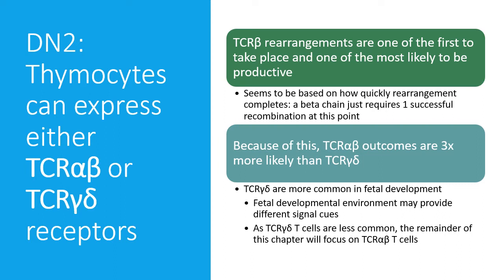So again, if you successfully rearrange a gamma delta T cell receptor chain, the thymocytes are basically done and they exit the thymus, still double negative. They will go on to recognize glycolipids and other unusual antigens rather than peptides in MHC.